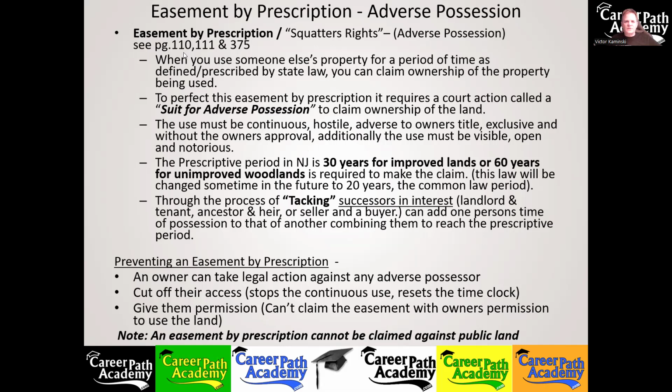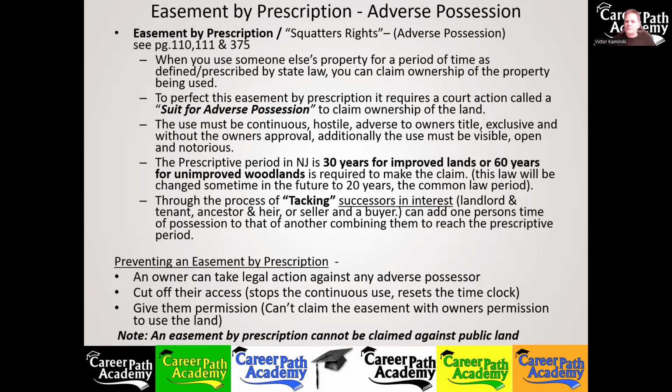See, this was really created, in most states, for the purposes of farmland. But it doesn't specifically say it's for farmland. It's any property as long as it's been used out in the open. It must be continuous, hostile, adverse to the owner's title, exclusive, and without the owner's approval. Additionally, the use must be visible, open, and notorious, and as long as it meets those conditions, you could claim adverse possession.